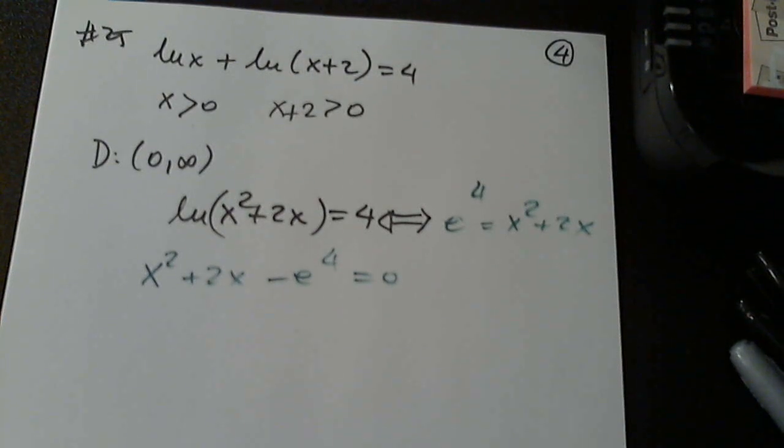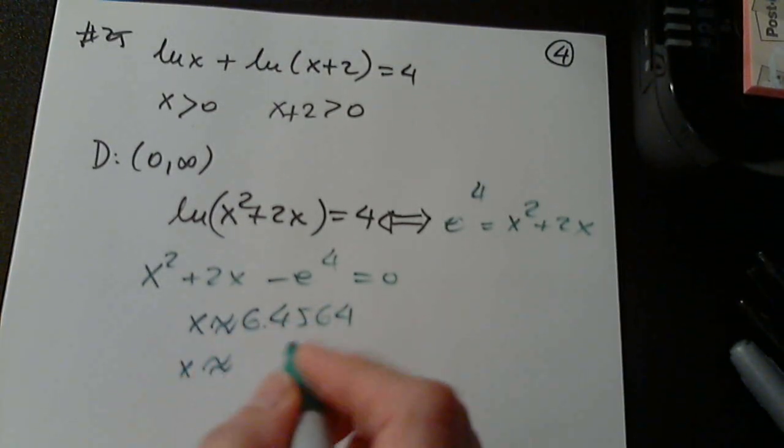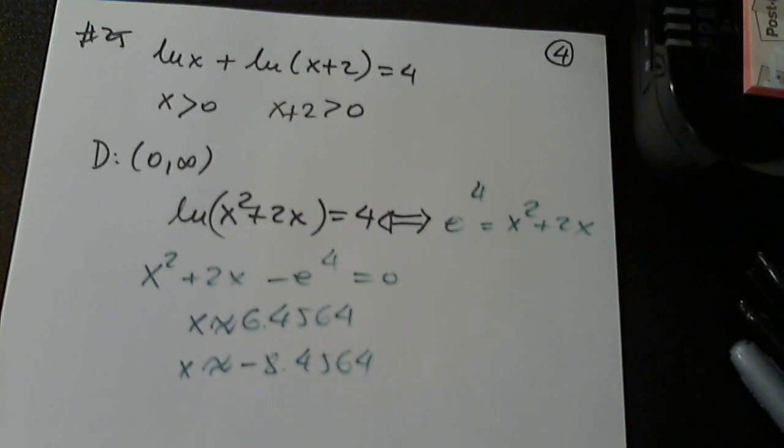Yes, we can use the quadratic formula. No, we cannot factor. But remember we discussed one option under apps, number 9. It's quadratic, it's degree 2. The leading coefficient is 1. The middle coefficient is 2. And the last coefficient is negative e to the 4th. So we got one solution, approximately 6.4564, and the other solution, negative 8.4564.